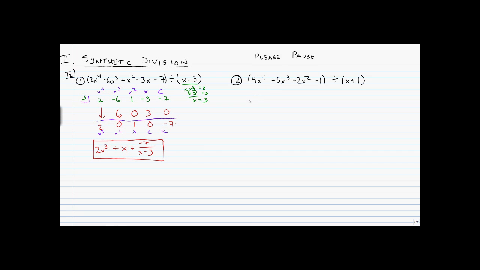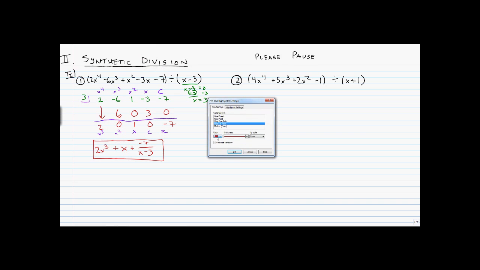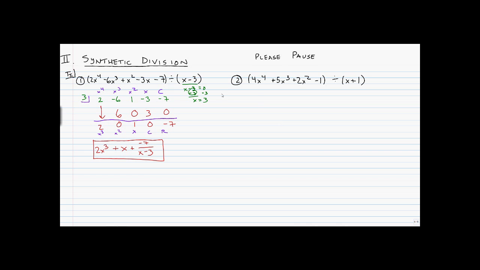Okay, next problem. So I'll set this all up. Let's do it in the same colors as before because that's kind of cool. So let's see. Oop, I don't like that color. Let's go with this one. Okay, so what do we got? Well, we've got a need for a table. So there's our pivot. Then we've got a line drawn. And now we've got to remember what we got.